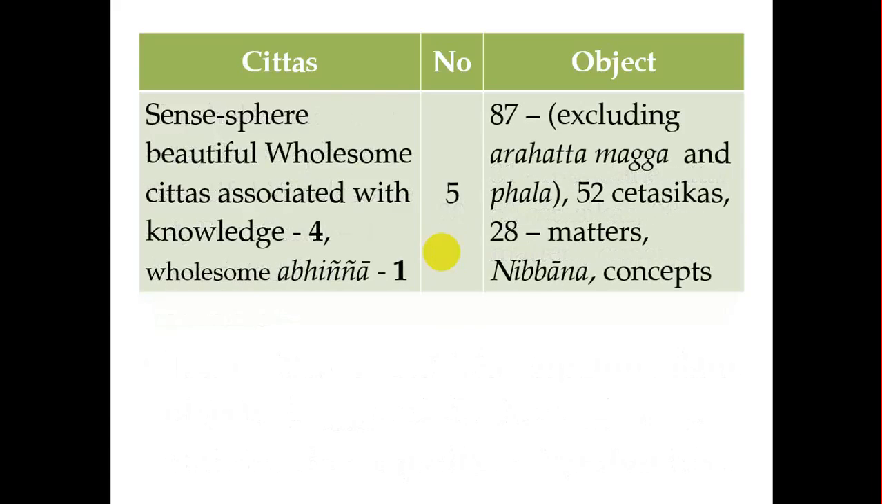The next one is the sense sphere, beautiful, wholesome chaitas associated with knowledge. Here, we have to take note that this one is wholesome, not functional, right? Sense sphere, beautiful, wholesome chaitas associated with knowledge. In other words, we can call them the 4 great wholesome chetas associated with knowledge, right? And also wholesome abhinna.